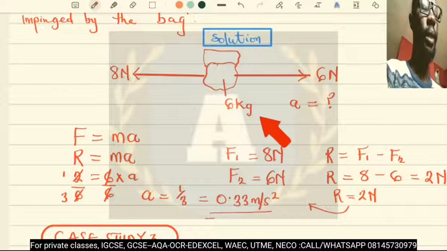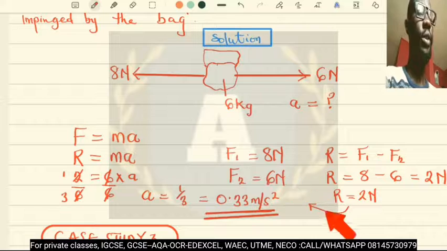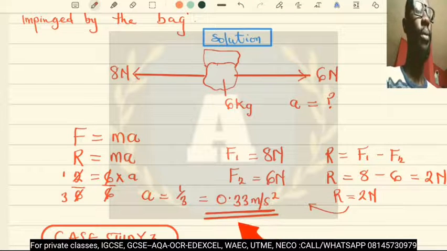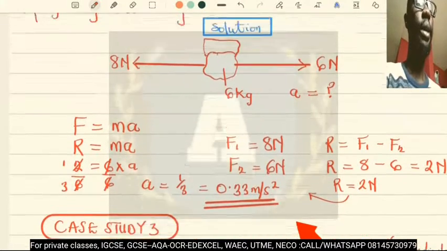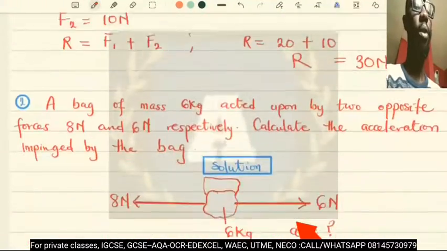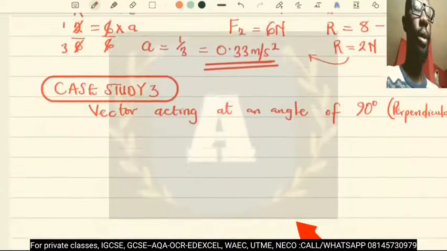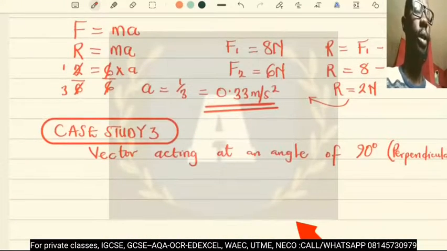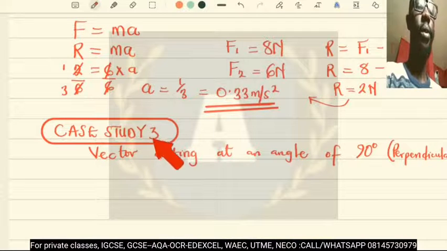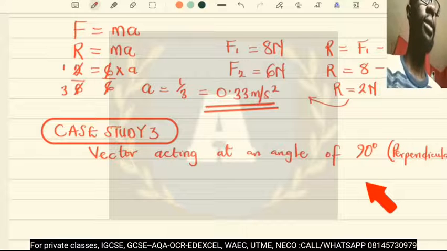Now that is the acceleration impinged on the bag, as the question implies. So now we have it as it is. That is the second case, and that was the first case. Now we look at the third case. Study case 3: vectors acting at an angle of 90 degrees.